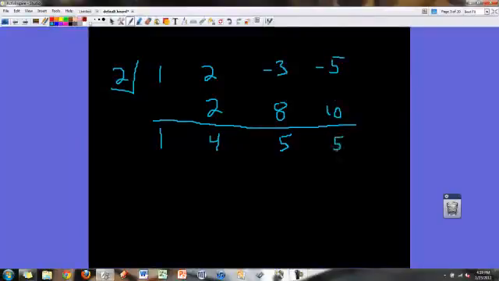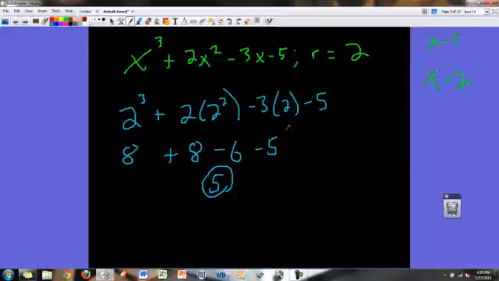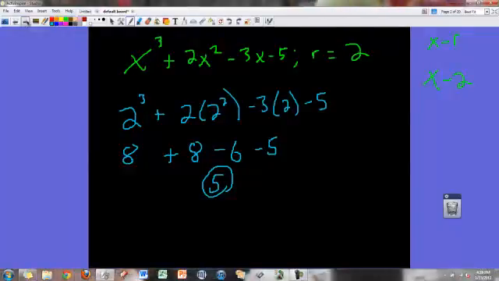Remember, the last number in synthetic division is always your remainder value. My remainder value is 5. When I plugged in the 2, I got 5. I got the exact same value either way. Which kind of makes this handy sometimes, like if you just want to find the remainder. Not sure why you'd want to, but if you wanted to find the remainder, you could just plug in the value.